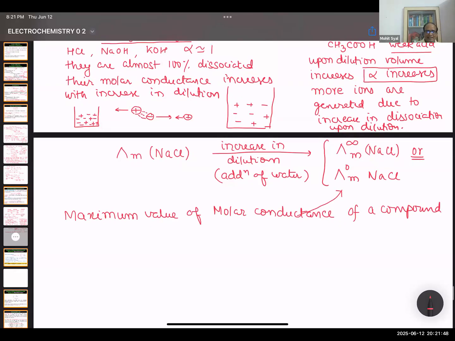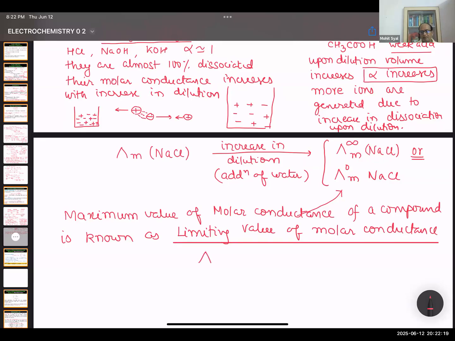So Marwa, this is known as the limiting value of molar conductance. It is represented by lambda naught. In the bracket, you write the name of the compound for which you are measuring. M represents the molar conductance. Or it is represented by lambda infinity, that is, molar conductance at infinite dilution. So what do we mean by limiting value of molar conductance? It is the maximum value of molar conductance attained for a given compound at infinite dilution.